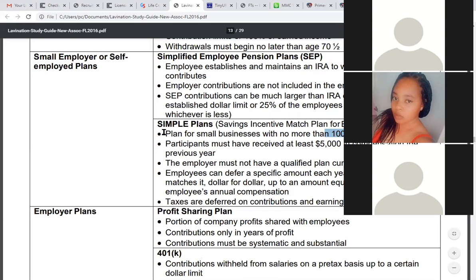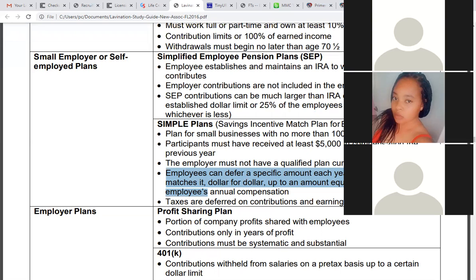Know those bullets. The plan is for smaller businesses with no more than 100 employees. The participant must have received at least $5,000 compensation for the year, and the employer must not have a qualified plan currently in place. The employee can defer a specific amount each year, and the employer also matches it, dollar for dollar, for example, up to 3%. They cannot put in more than 2% of the person's compensation. If that person earns at least $10,000, 2% of 10,000 would be probably like $3,000.